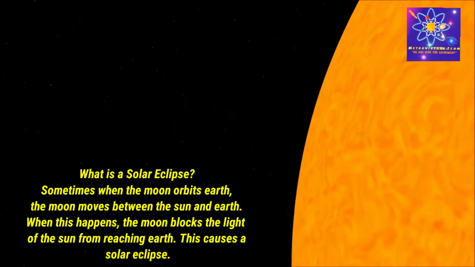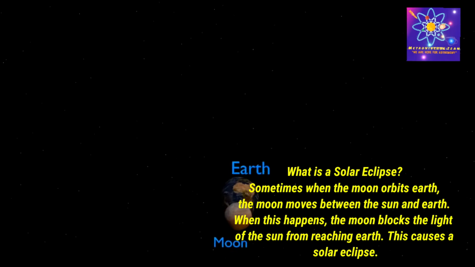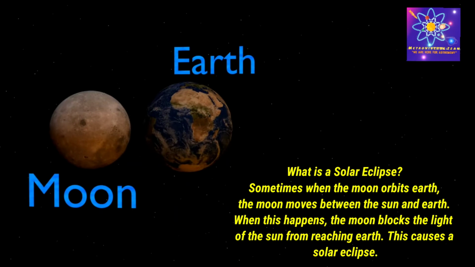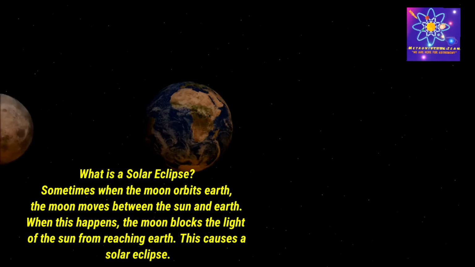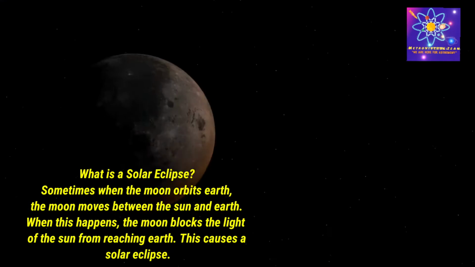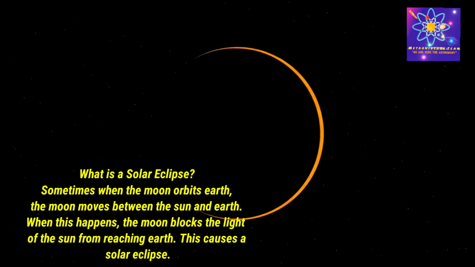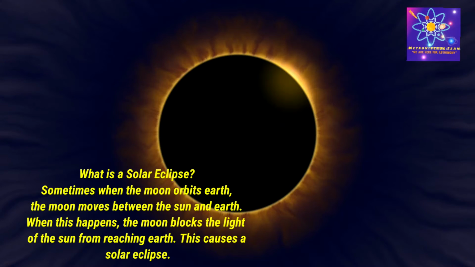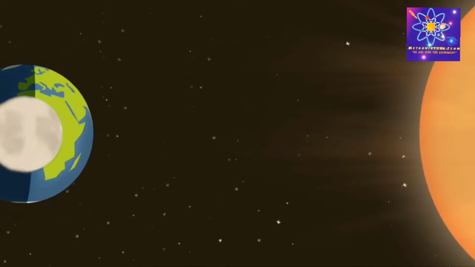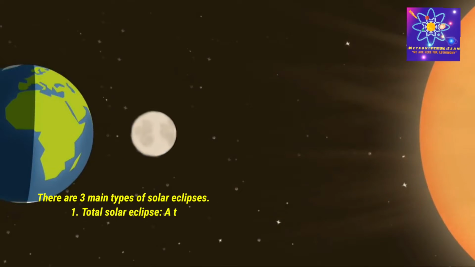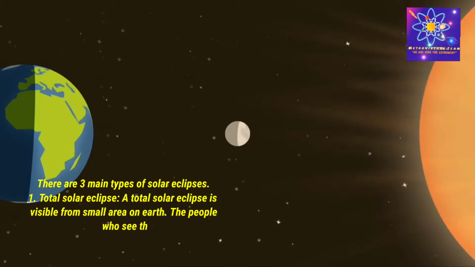What is a solar eclipse? Sometimes when the moon orbits Earth, the moon moves between the sun and Earth. When this happens, the moon blocks the light of the sun from reaching Earth. This causes an eclipse of the sun, or a solar eclipse. During a solar eclipse, the moon casts a shadow onto Earth. There are three main types of solar eclipses.